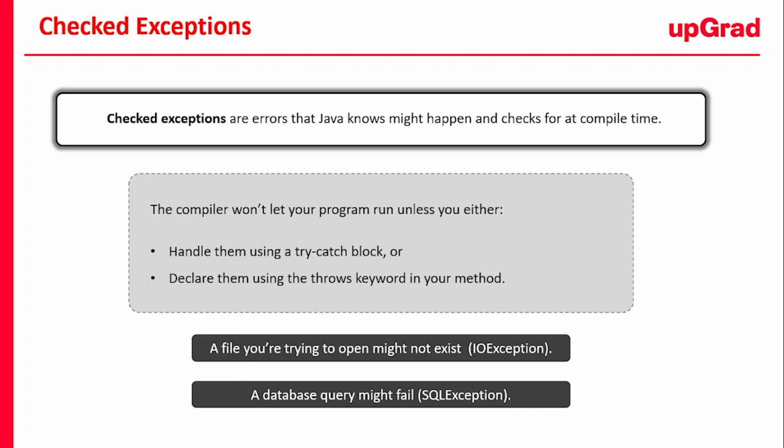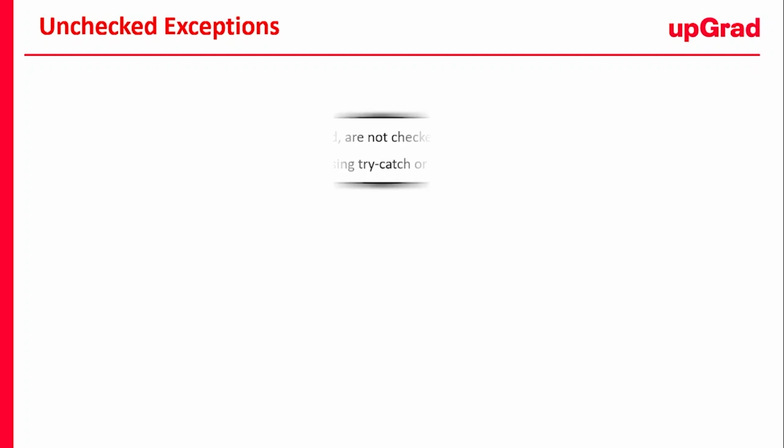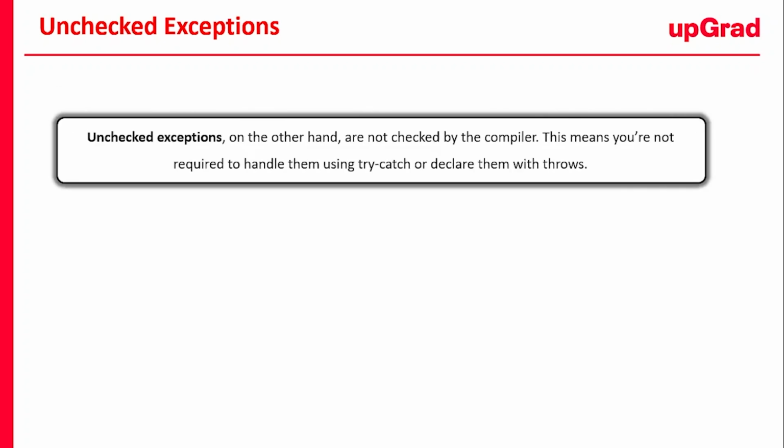All right. Now, Java requires you to handle checked exceptions because they represent potential issues that can be anticipated and managed. So, this was about checked exceptions. Now, let's understand unchecked exceptions. Unchecked exceptions, on the other hand, are not checked by the compiler. This means you are not required to handle them using try catch or declare them using throws. These exceptions are typically caused by programming mistakes or logical errors in your code, things that are within your control to avoid but might still happen if you're not careful.